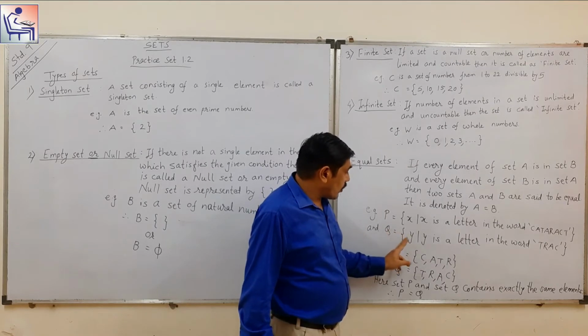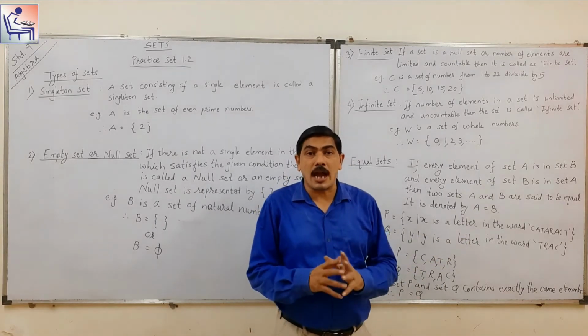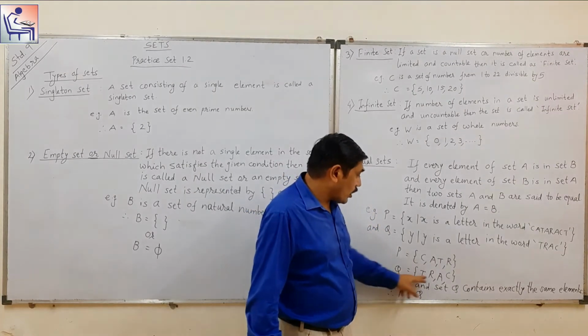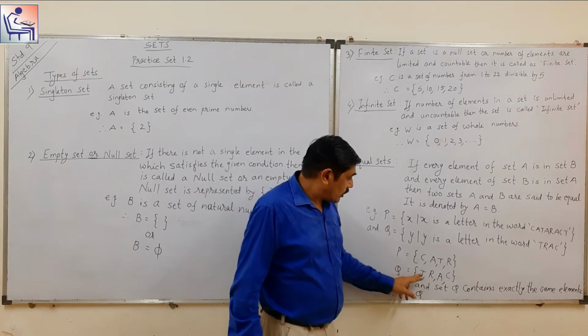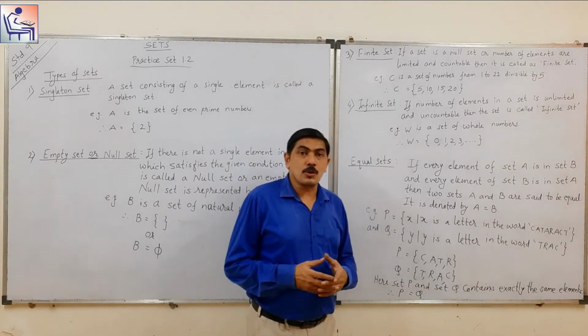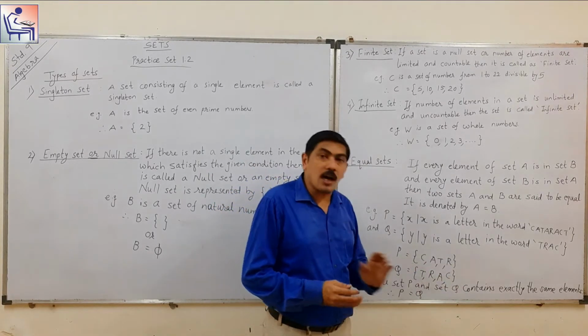Now the second set, set Q. Set Q is a set of all y such that y is a letter in the word track, T-R-A-C. So here we write all the elements of set Q: T, R, A, C. All these elements are different, so there is nothing to eliminate. सब के सब एलिमेंट्स इसमें आ जाएंगे.